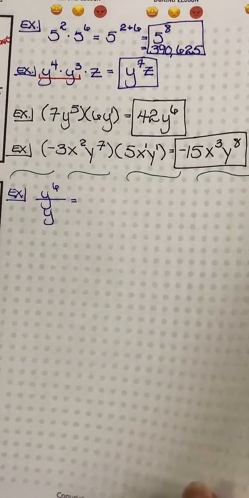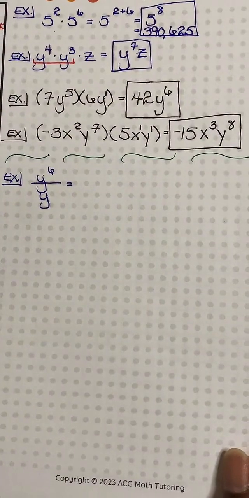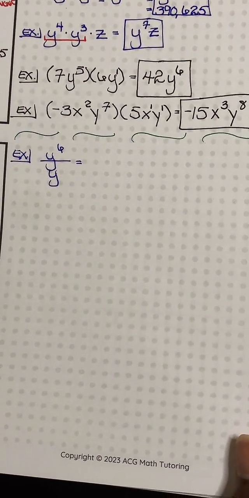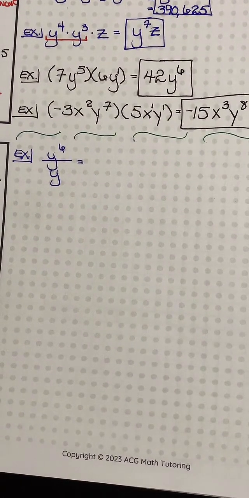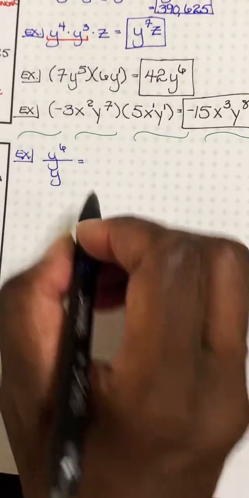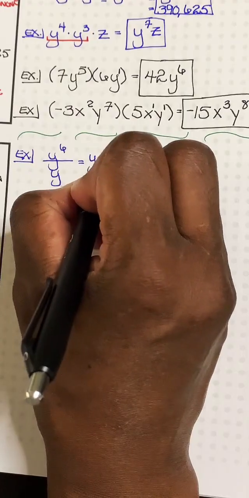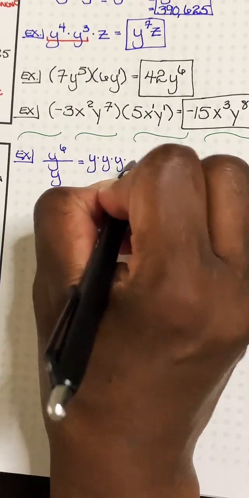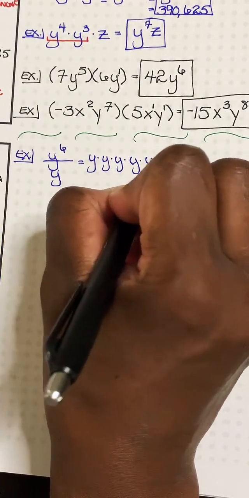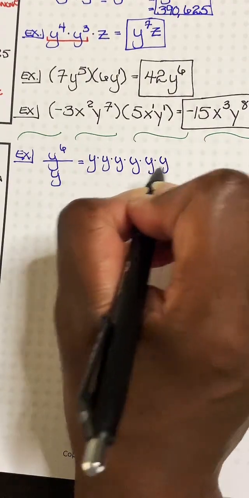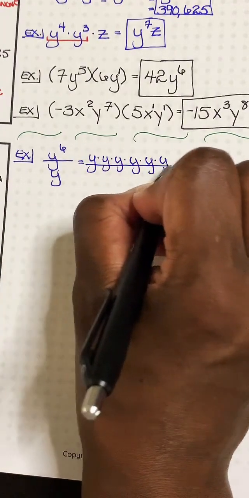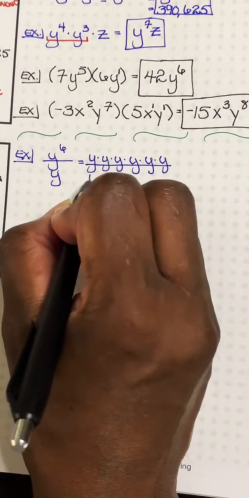I'm going to do it two ways. I'm going to show you the extension, and then I'm going to show you what the property is saying. So the extension is, I have 6 y's in the numerator being multiplied. So that's 1, 2, 3, 4, 5, 6. And my denominator has 1 y.